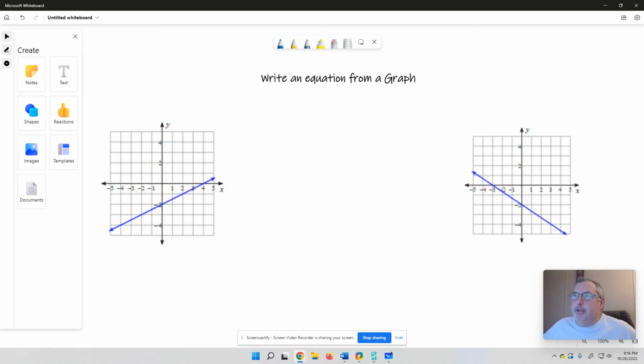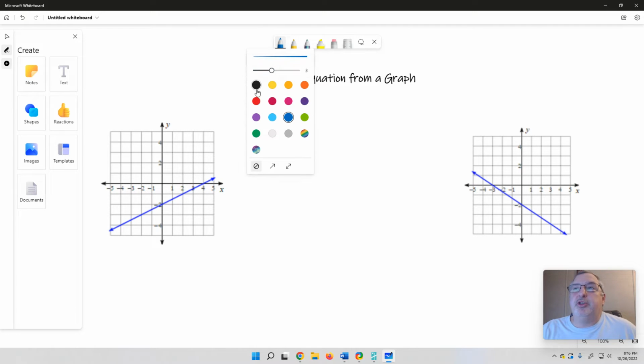Everyone, this is Jason. We're looking in algebra. We're going to talk about how to write a linear equation from the graph. Now these are pretty simple because all you're doing is identifying two things and then writing the equation. Let me show you how you do it and how you show your work to get full credit on these.